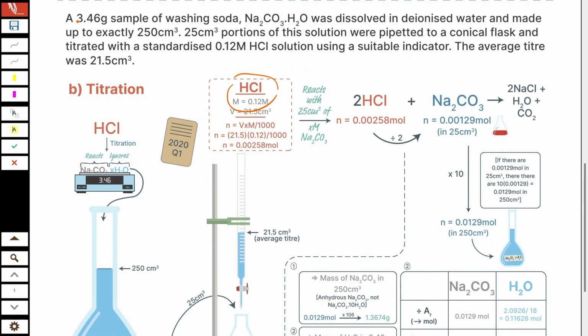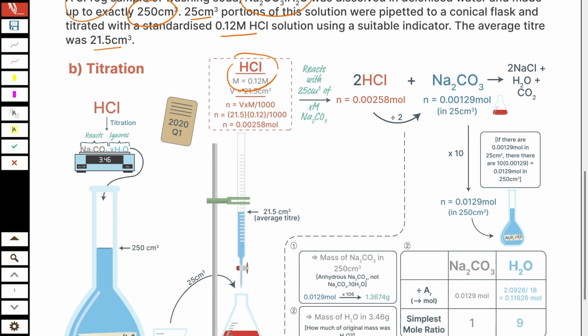So here we're told that we weighed out 3.46 grams of our crystals in deionized water. This solution was made up to 250 centimeters cubed, and then 25 centimeter cubed portions of this were titrated against standardized 0.12 molar HCl, and we're told that the average titer of HCl was 21.5 centimeters cubed. Okay, so let's take a look at what we're doing then.